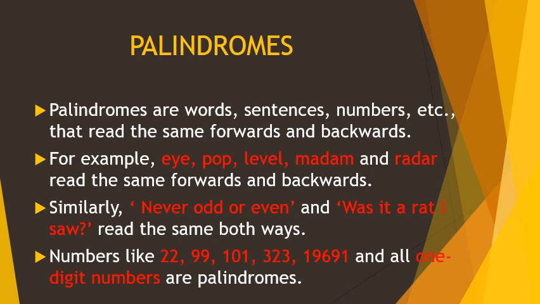Numbers like 22, 99, 101, 323, 19,691, and all one-digit numbers are palindromes, because when you read them from the forward or backward direction, they will be read as the same number, right? So this is all about palindromes.